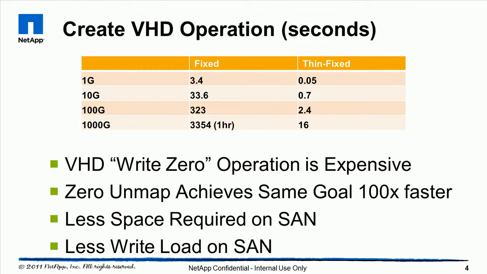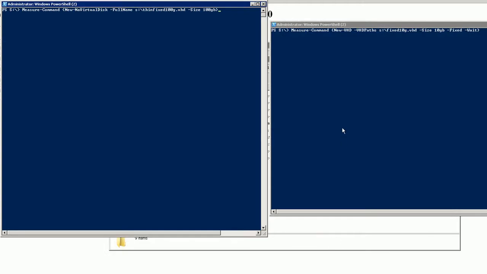The other interesting side effect is that the write zero operation that Windows normally uses is very expensive. And in fact it's 100 times more expensive than a zero unmap command. So this means that not only is less space required on the SAN, but there's also less write load on the SAN when you do it through this method. So let's take an example of how much faster it really is.